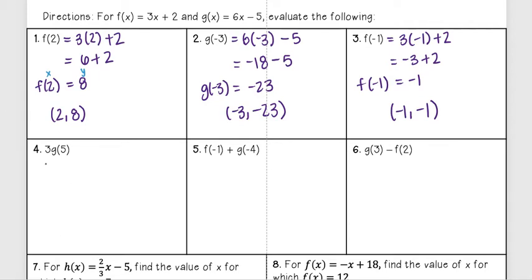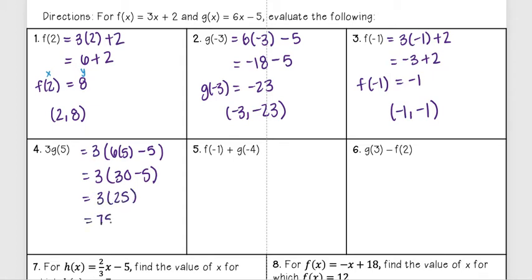Another way you can do that is you can leave that 3 out in front and then put parentheses around your g of 5. And so that, remember, was 6 times 5 minus 5, which is 25, which times 3 is 75. So you can do it either way. This one looks a little bit more complicated. It's not too bad. So it may be easier for you to do it the other way, but either way is okay. Just whatever works best for your head.